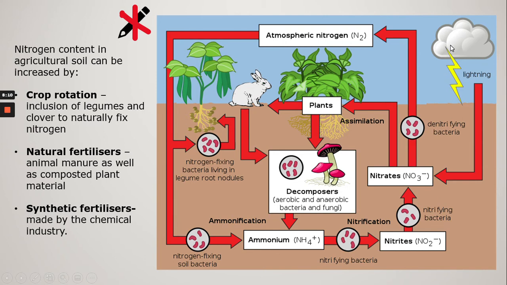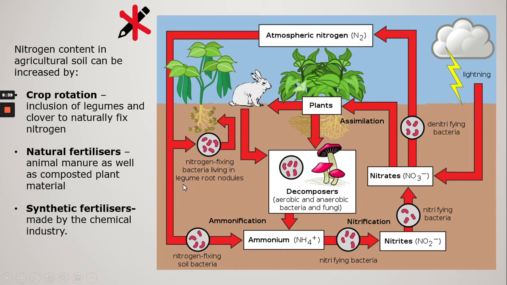One way in which nitrogen is converted into an accessible form for plants is actually through lightning. Lightning reacts the nitrogen and oxygen in the air because of the extremely high temperatures, and that allows some nitrogen to reach the soil. Another major way in which nitrogen can reach the soil is through what we call nitrogen fixing bacteria, which live in the root nodules of legume plants.